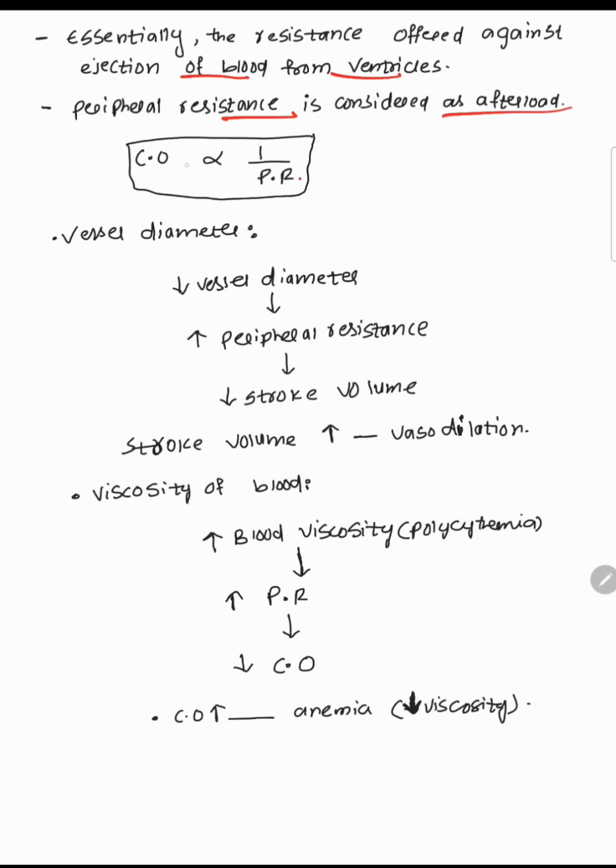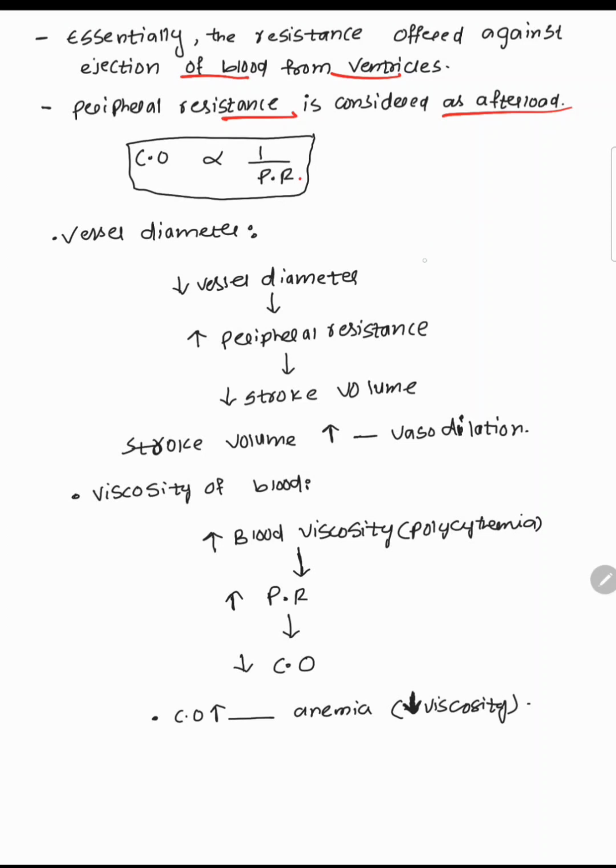Remember that peripheral resistance is inversely proportional to cardiac output, because it is resisting the ejection of blood from the ventricle, so that there will be a decrease in cardiac output when peripheral resistance increases. Okay, peripheral resistance depends upon vessel diameter and viscosity of blood.